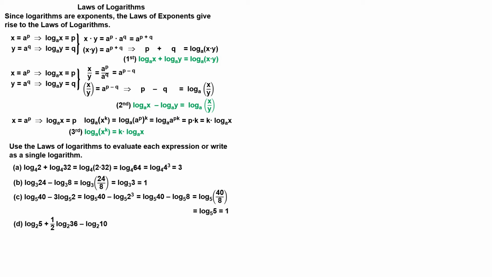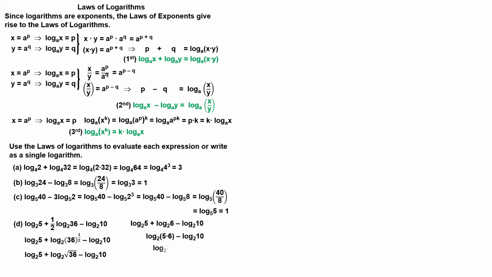It looks like there are so many things going on at the same time. First, check if it's possible to simplify each of the logarithmic numbers. In the middle term, we can apply the third law again in reverse. After simplifying, we use the first law followed by the second law. The answer is log base 2 of 3.